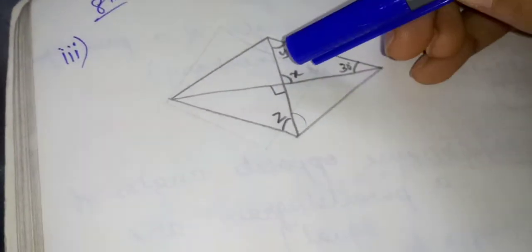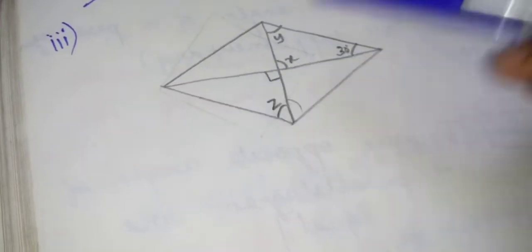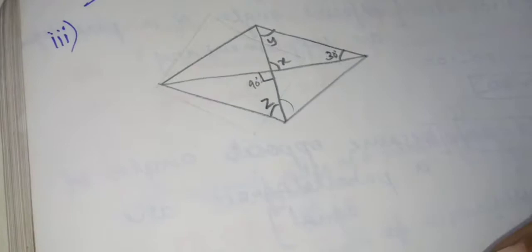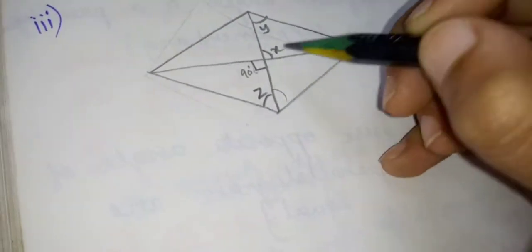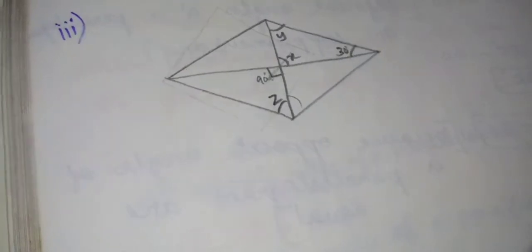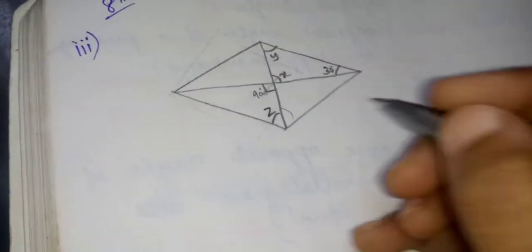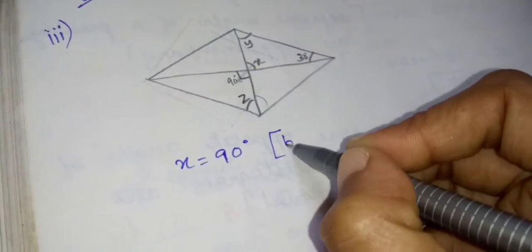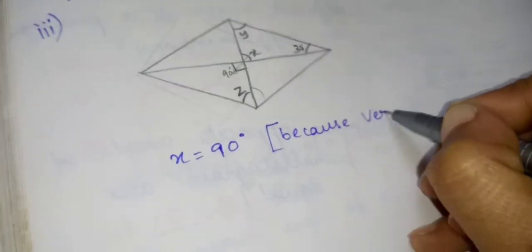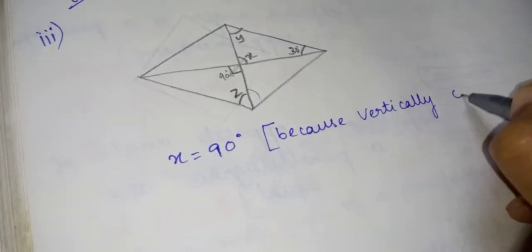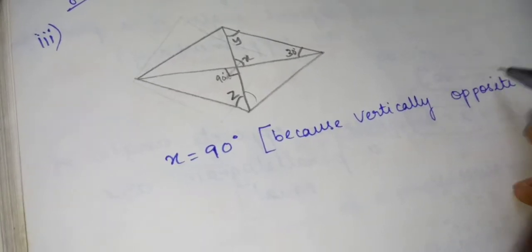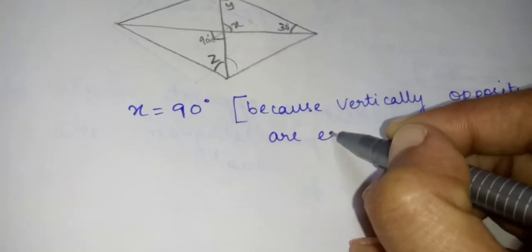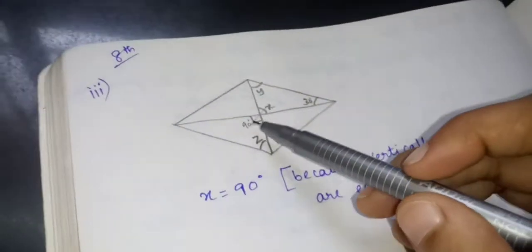Okay, so first x is given here. What is this angle? It is 90 degrees. So x is equal to 90 degrees, because of vertically opposite angles. We have learned this concept. X is equal to 90 degrees because vertically opposite angles are equal.